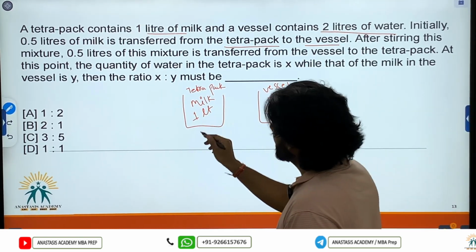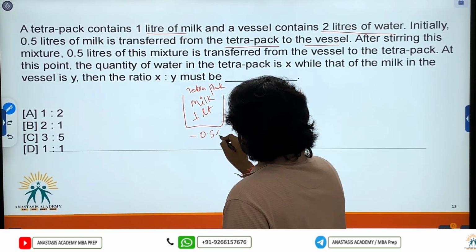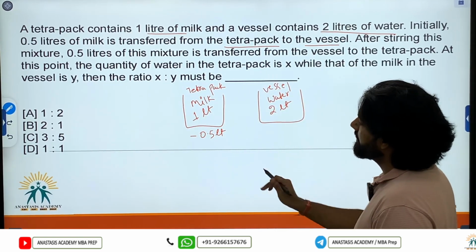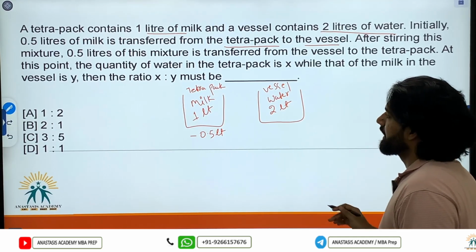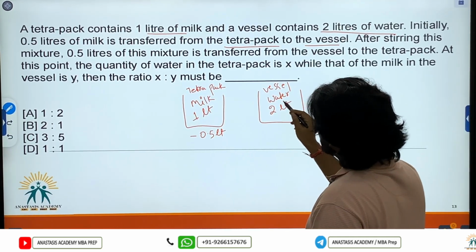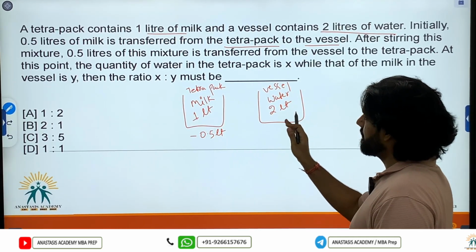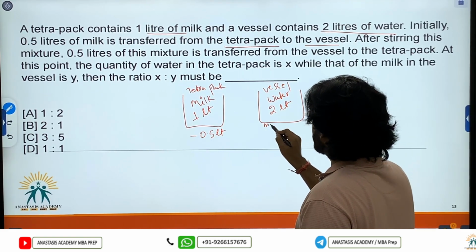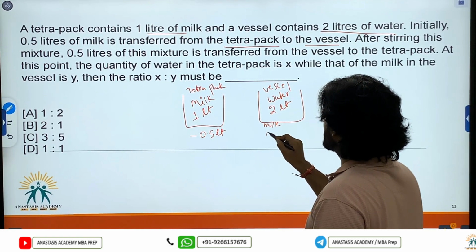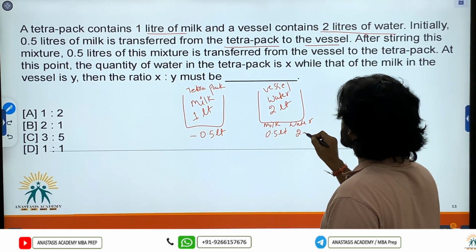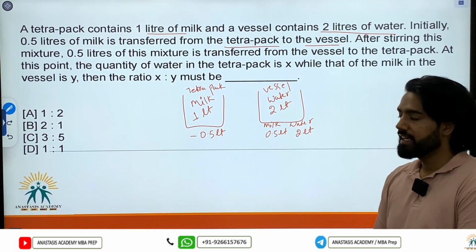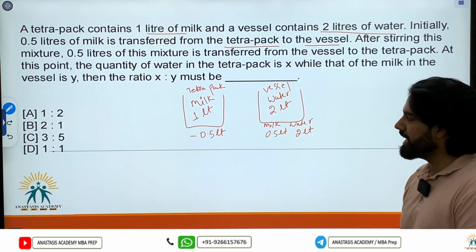So initially 0.5 liters of milk is transferred to the vessel. So after this step, the mixture or the solution in this vessel becomes milk and water. So milk in this vessel would be 0.5 liter and water would be 2 liters, right? And these are mixed together, right?